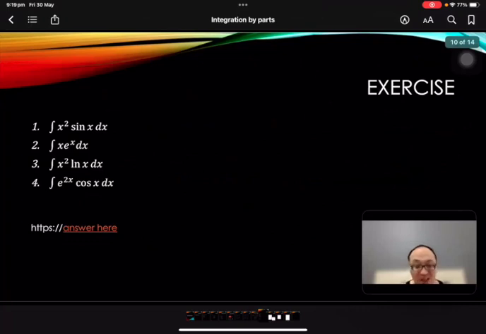Here are some exercises that you can try. So first we have to identify which one is u. How do you identify? We can use LIATE. Which one comes first? You choose as u.